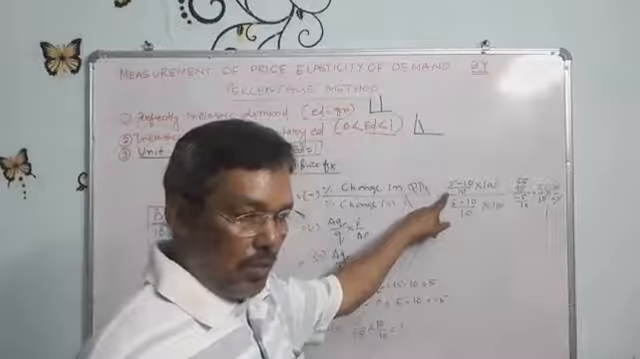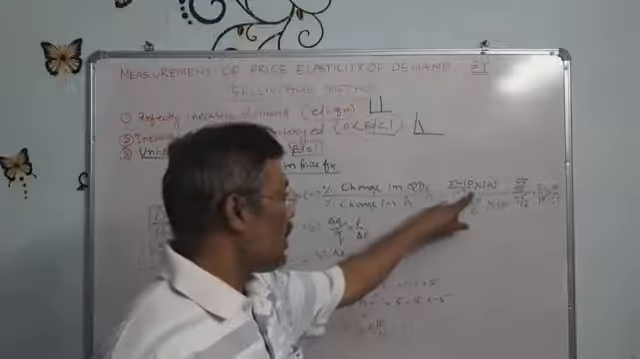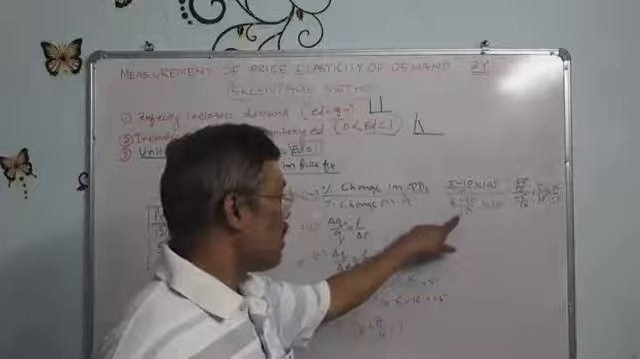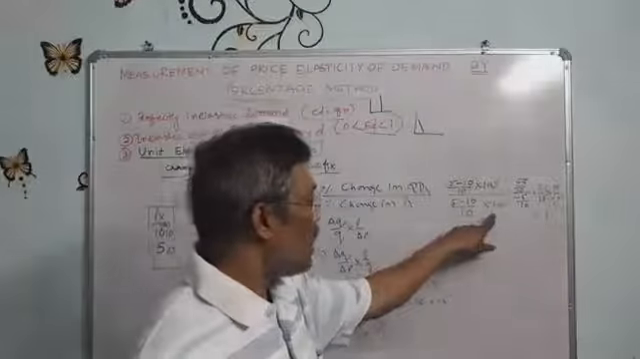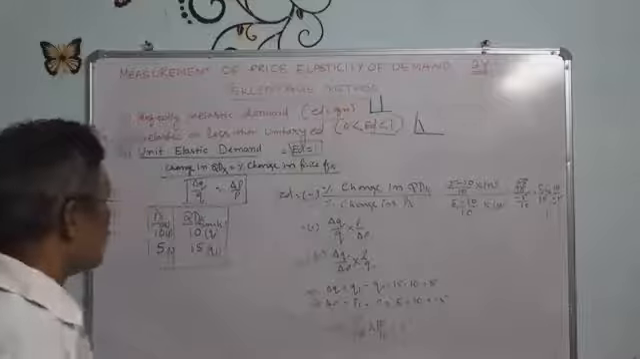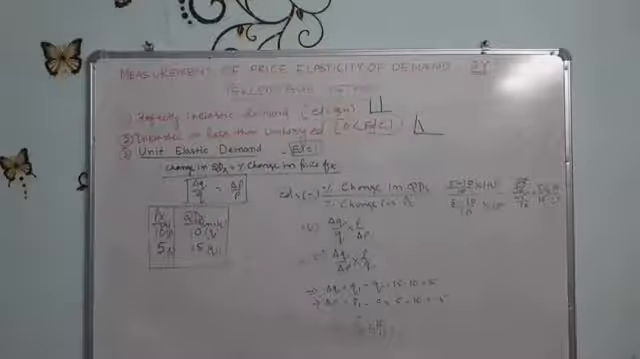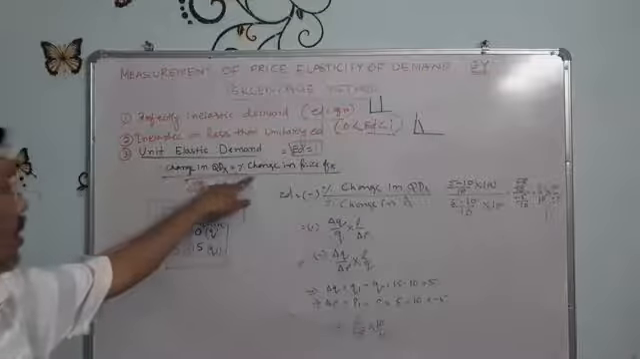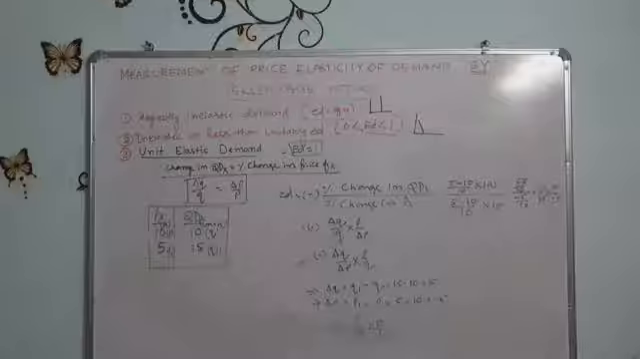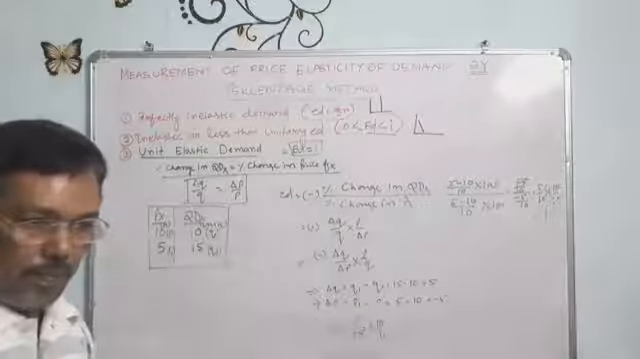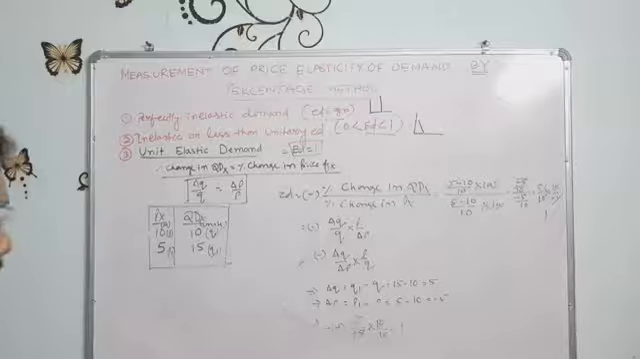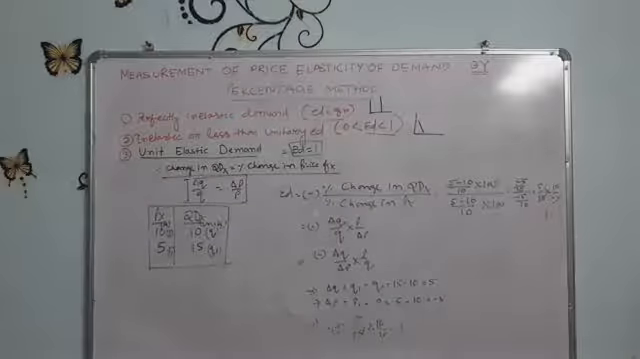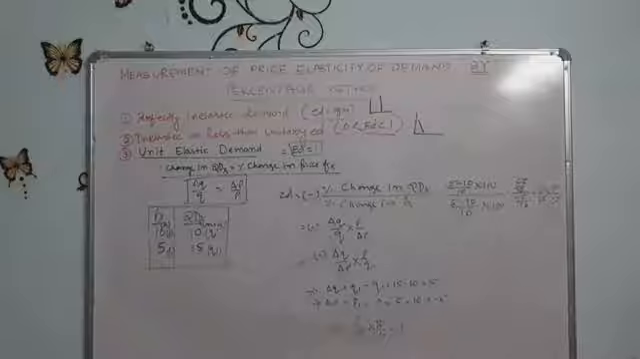Change in quantity demanded divided by initial quantity demanded into 100, divided by change in price divided by initial price into 100. So that is what we get. In the unit elasticity of demand case, elasticity of demand equals 1, that is, percentage change in quantity demanded of X equals percentage change in the price of X. So it can be plotted in the diagram. What is the shape of the demand curve in this case? What is the shape of the demand curve?